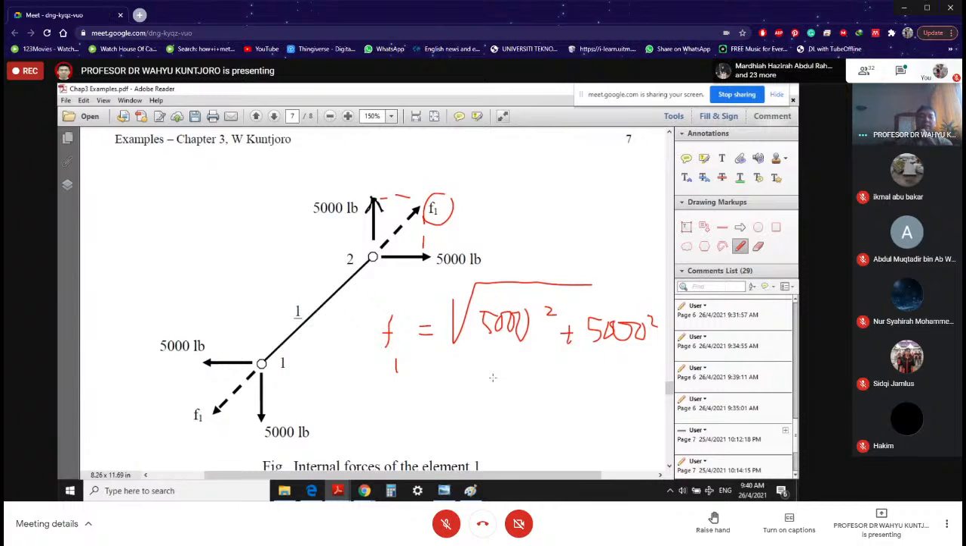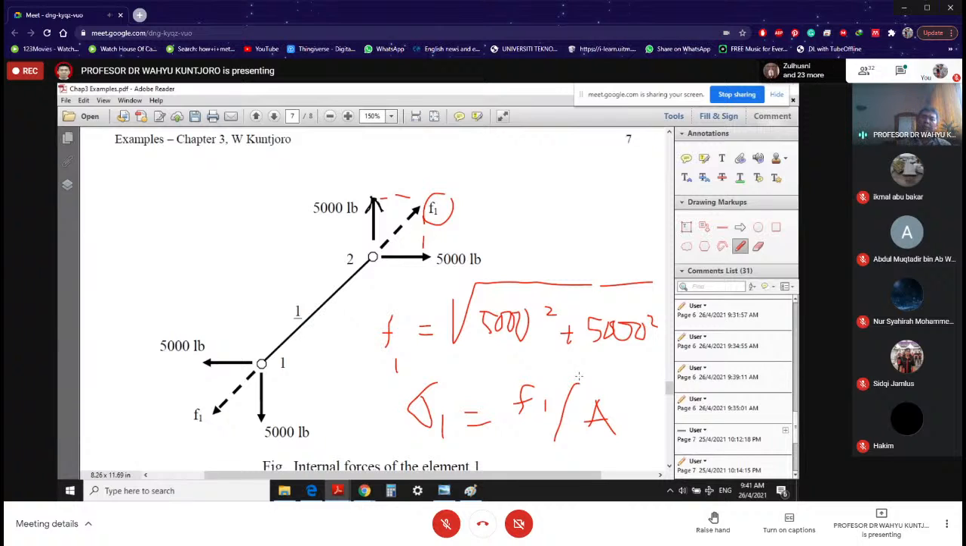So this is your internal force resultant F1, which has the direction as given here, which is tensile. So it is a tensile internal force. The magnitude is given by that equation. Now, based on this, of course, you can calculate your stress, which is going to be F1 divided by the cross section of element number 1. So that's what you obtain over there.